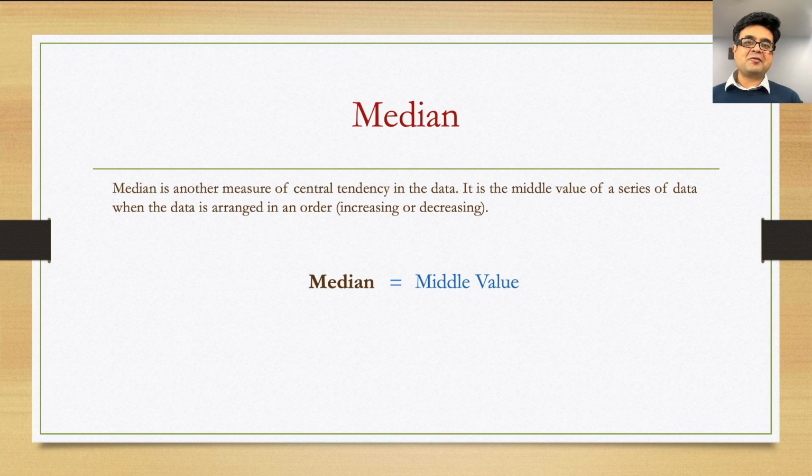So after you have arranged the series in increasing or decreasing order, then the median is the middle value of the set. However, depending on whether you have an odd number of items or an even number of items, calculation of the median gets a little bit tricky. So let's see a step-by-step method to calculate the median.